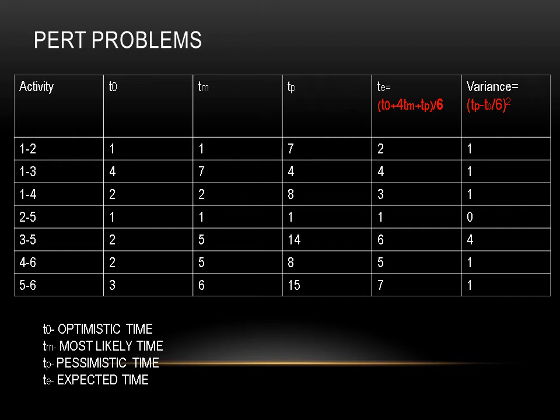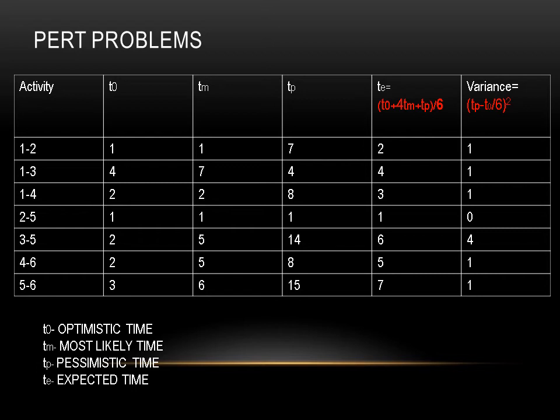Most likely time is the average time. We can see both the pros and cons of the activities, meaning there might be some merits, some demerits, some advantages, some disadvantages. Considering all those, the most likely time means by that time it would be completed. This is the most likely time. T P is the pessimistic time. What do you mean by pessimistic time?